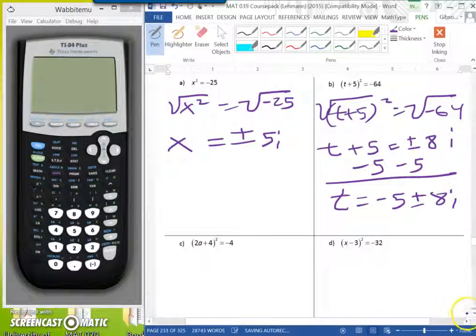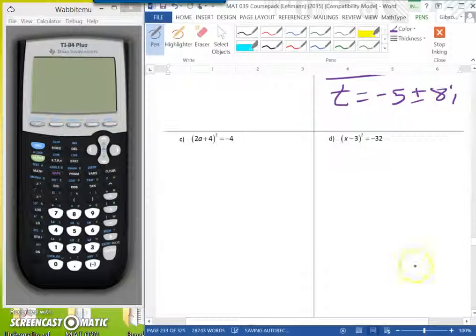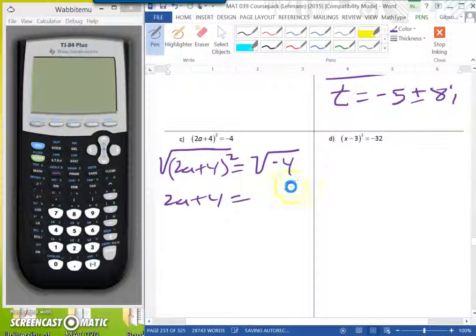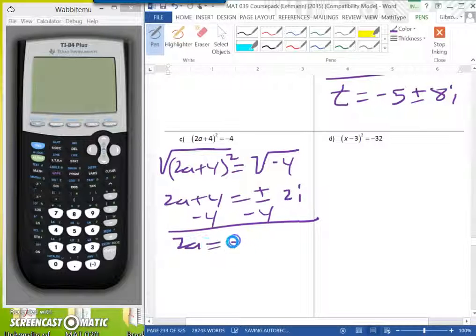Now, we come down here to C and D. Now we would take the square root of both sides. And this will give us 2a plus 4 is equal to plus or minus 2i. Now we will subtract 4 on both sides. So we have 2a equals negative 4 plus or minus 2i. Then we would divide each side by 2.